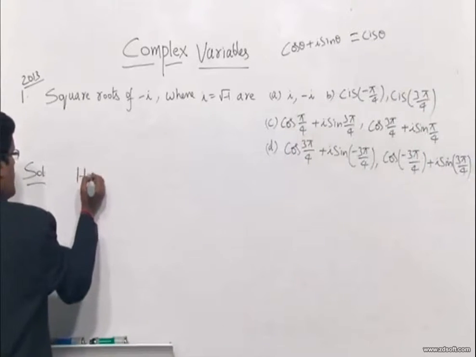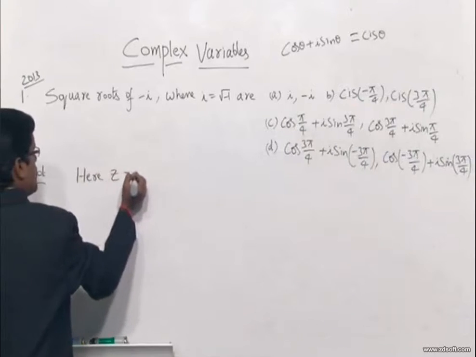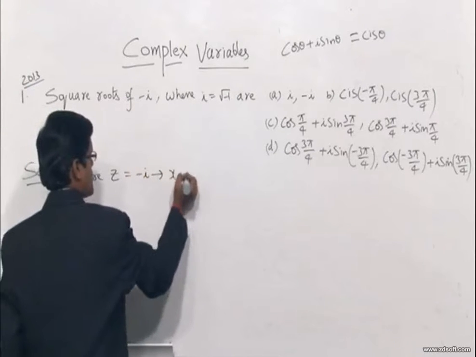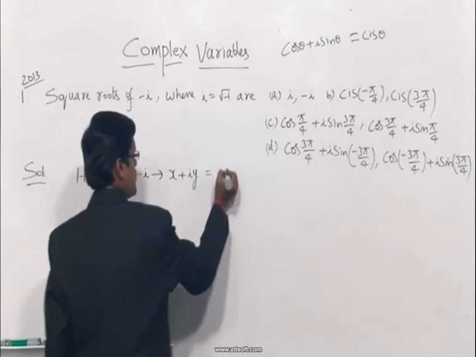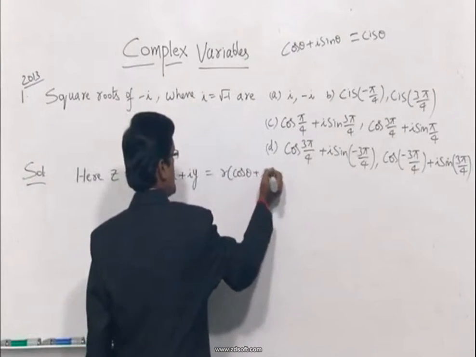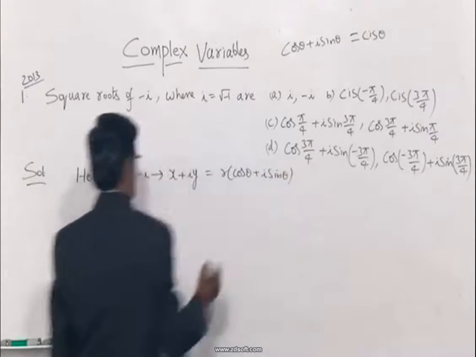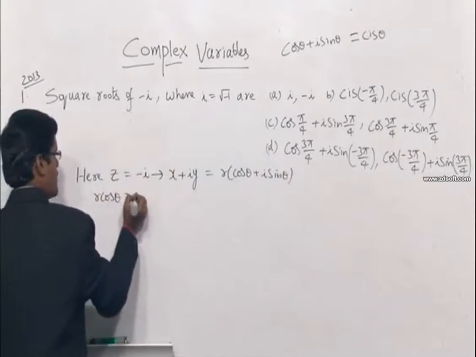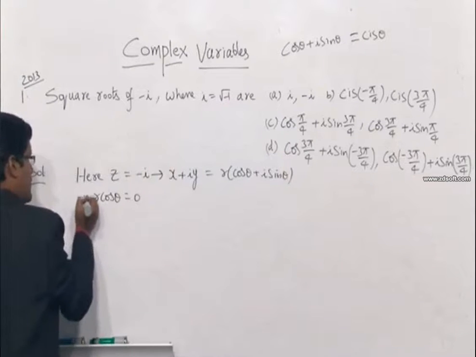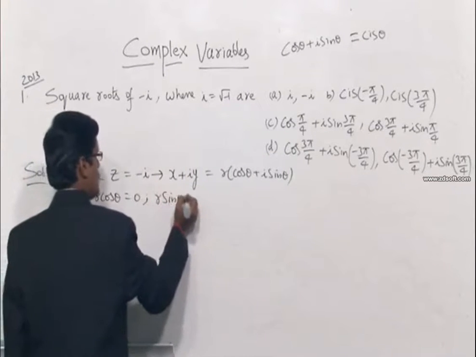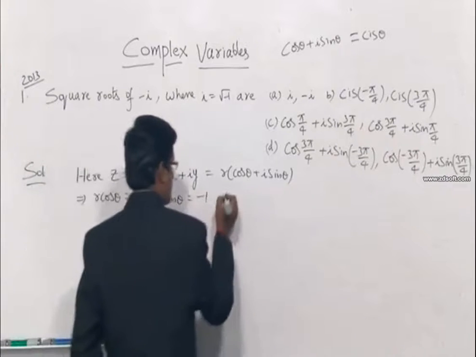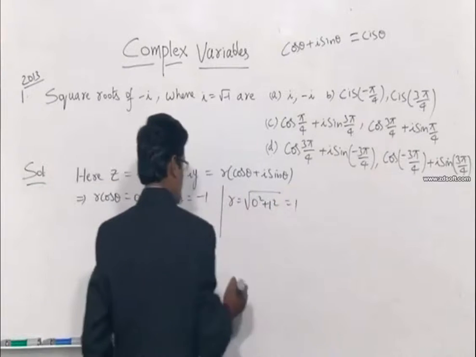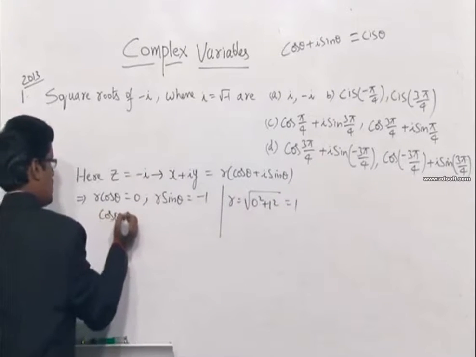Here z is equal to minus i. This is nothing but x plus iy is equal to r into cos theta plus i sin theta. So here r cos theta is equal to the real part x, which is absent, and r sin theta is equal to the imaginary part coefficient, that is minus 1. r is equal to root over x square plus y square, that is 1. Then for cos theta, substitute the r value here, don't apply directly.